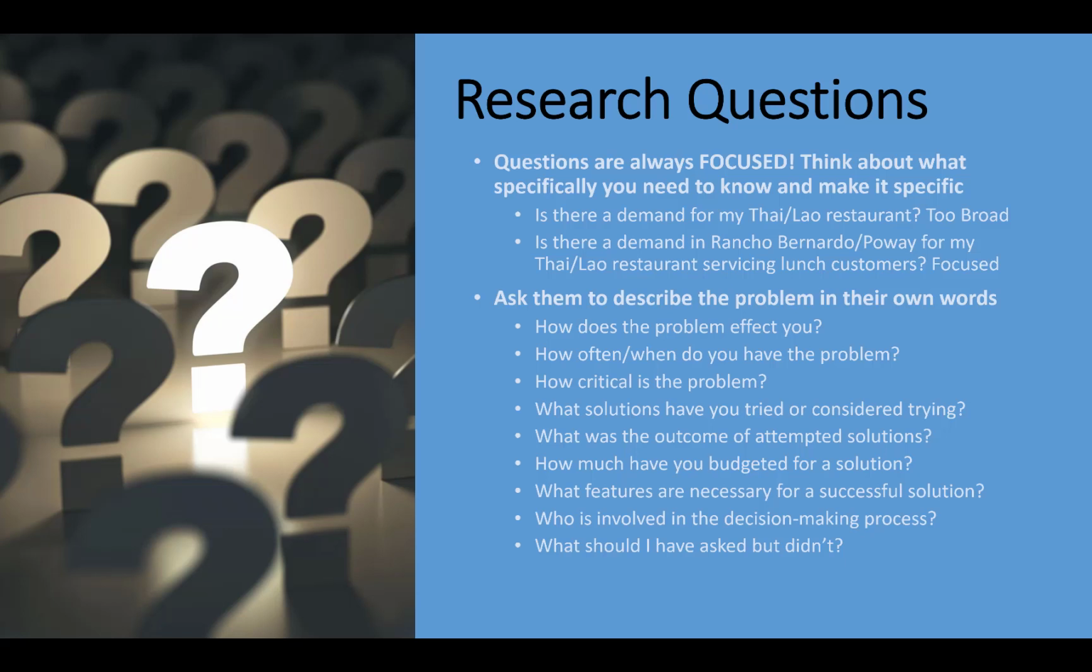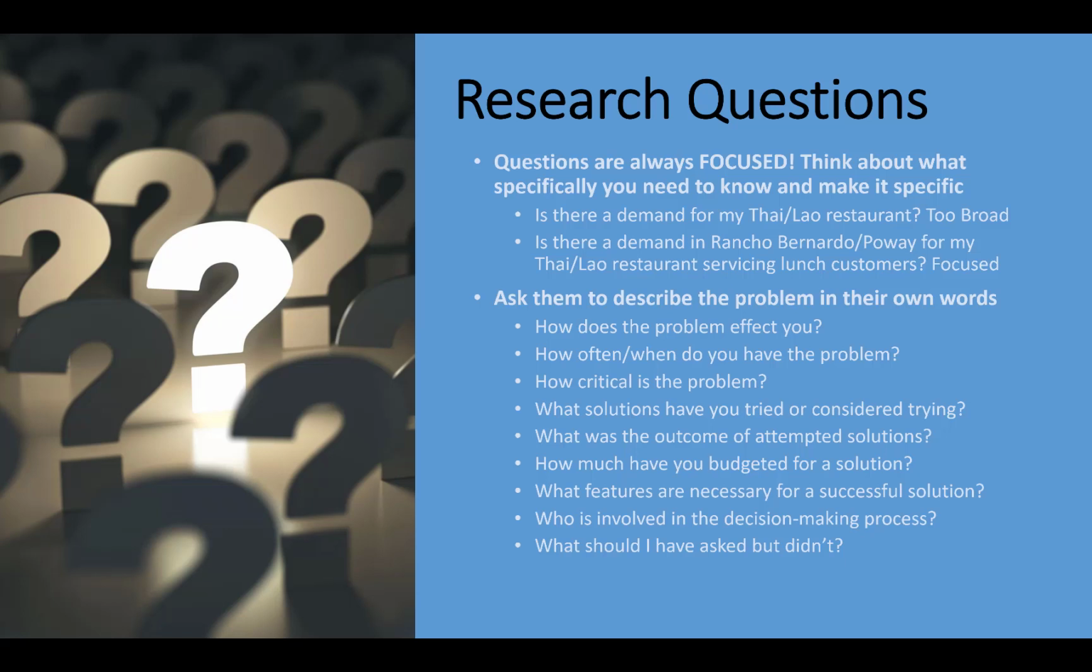Ask them to describe the problem in their own words. How does the problem affect you? How often or when do you have the problem? How critical is your problem? What solutions have you tried or considered trying? What was the outcome of attempted solutions? How much have you budgeted for a solution? What features are necessary for a successful solution? Who is involved in the decision-making process? What should I have asked but didn't?